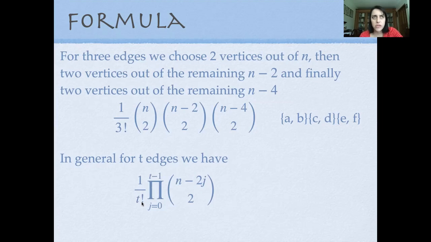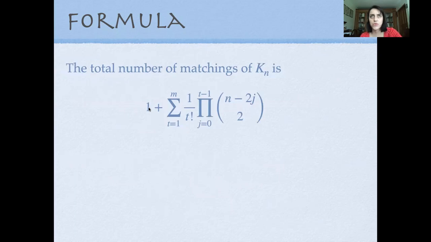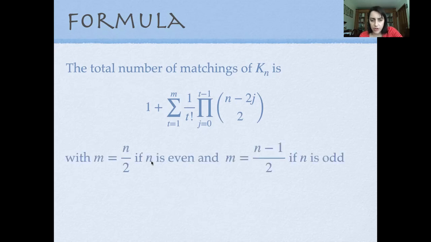So the total number of matchings will be 1 for the possibility in which we have no edge, and all these ones for matchings with 1, 2, and up to m edges. Which is this number m, which is the maximum number of edges we can put in a matching of the complete graph. If the number of vertices n is even, then we can have at most n divided by 2 edges in the matching. And if n is odd, we have at most n minus 1 divided by 2 edges in the matching. So this is the value of m. And as we said before, this number of matchings of the complete graph equals the telephone number for n telephones.